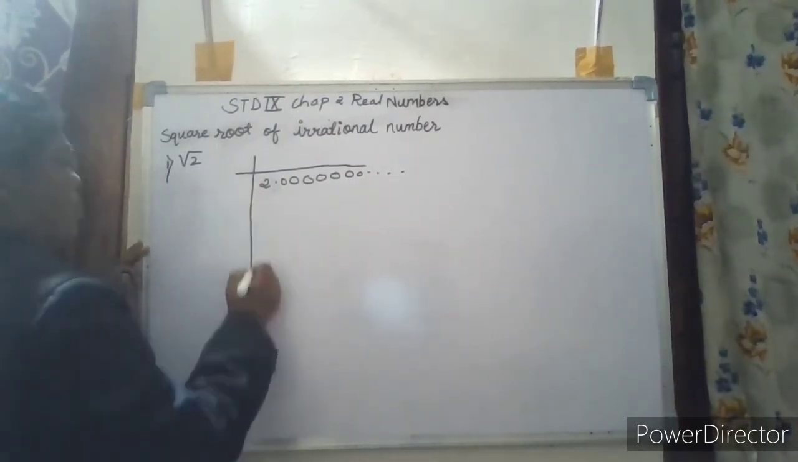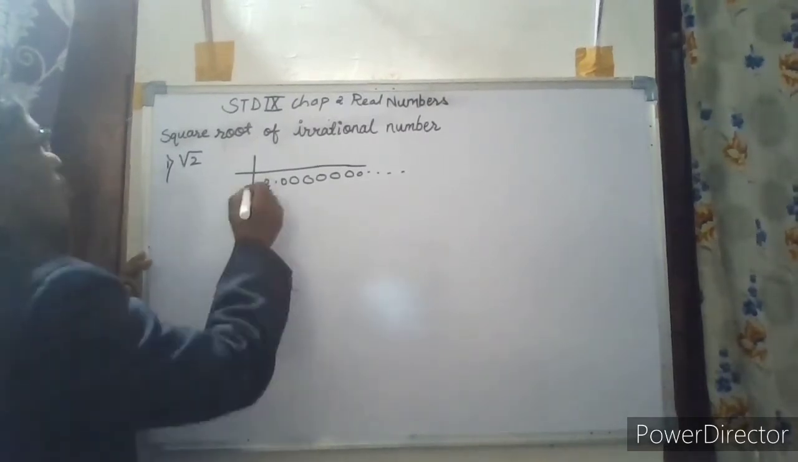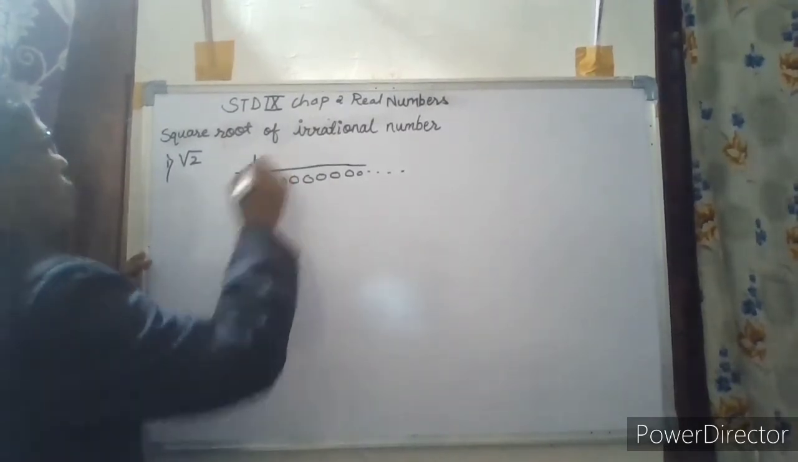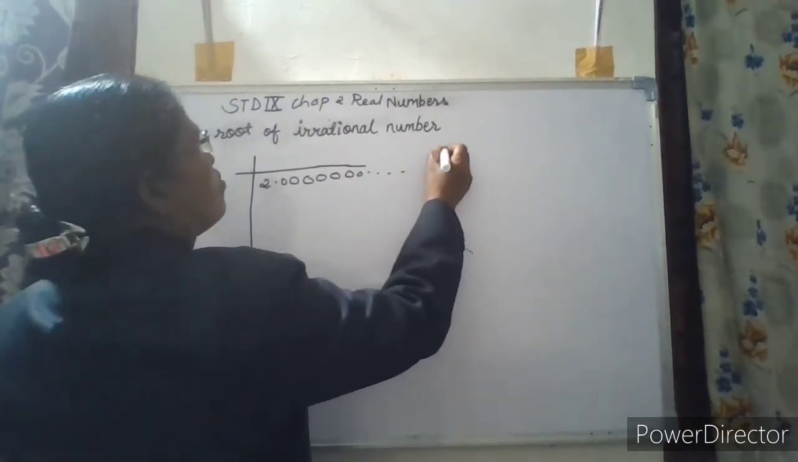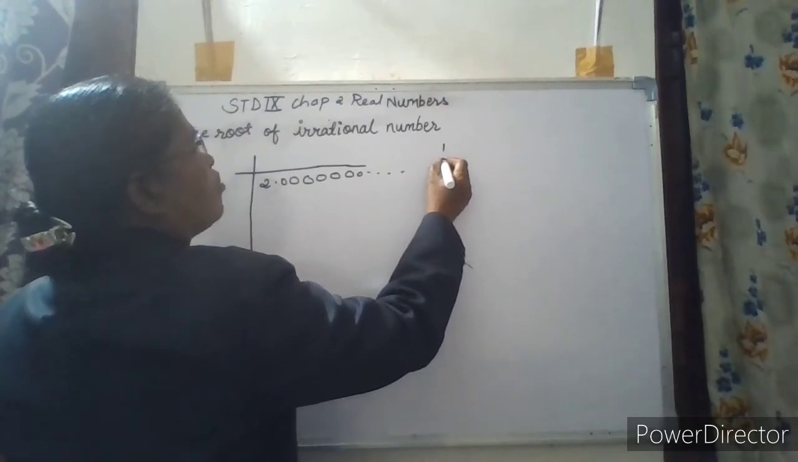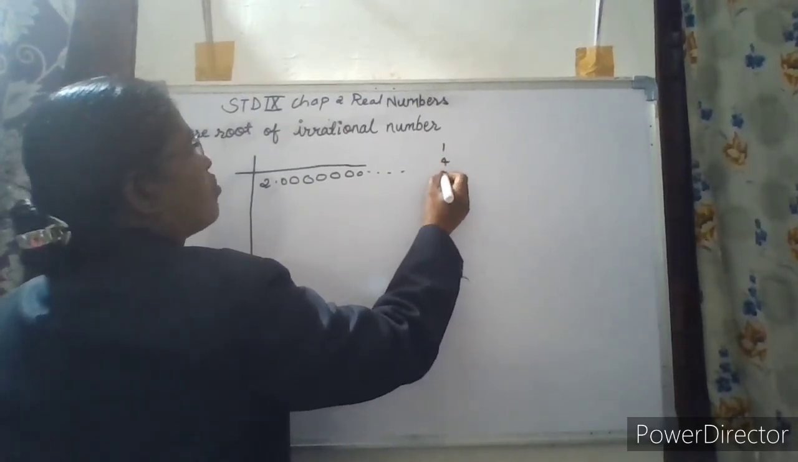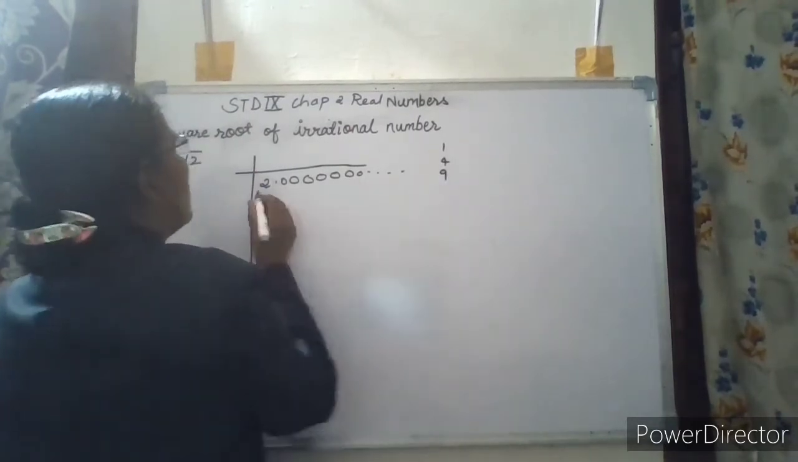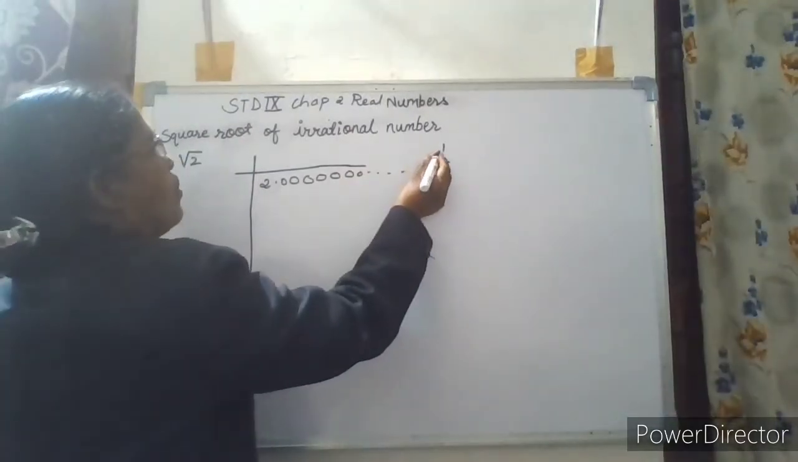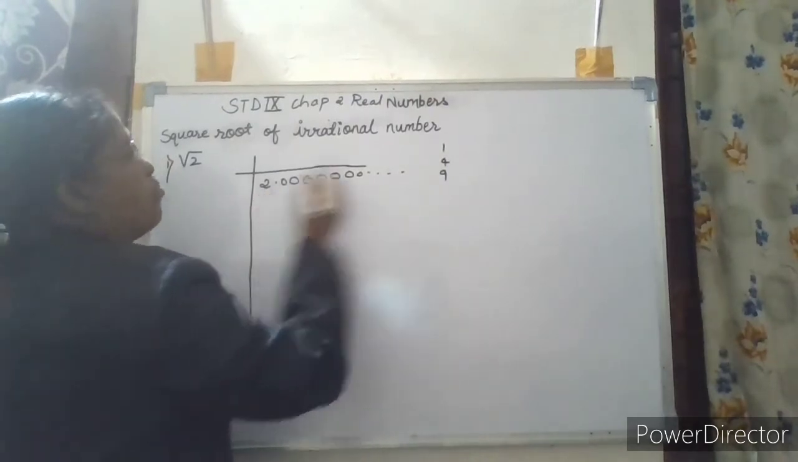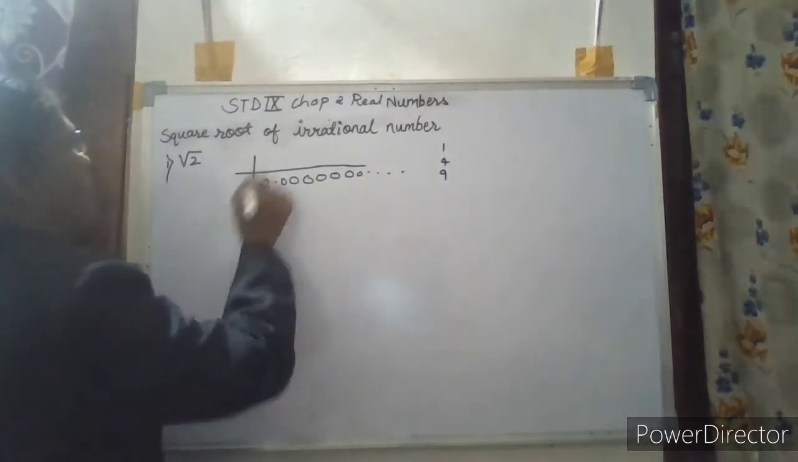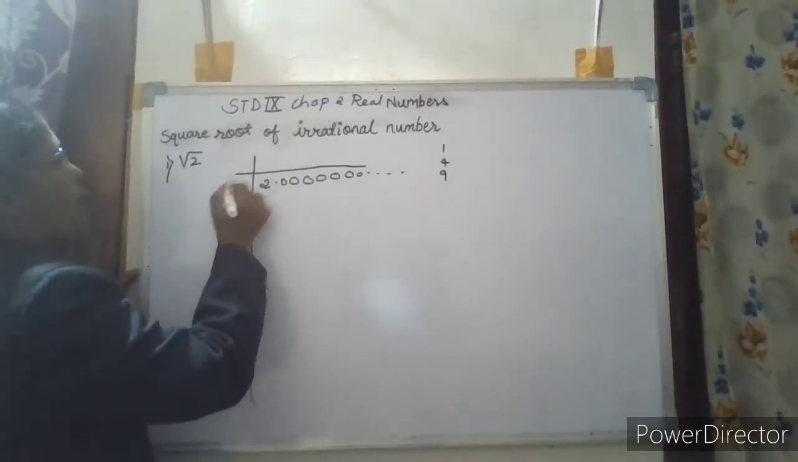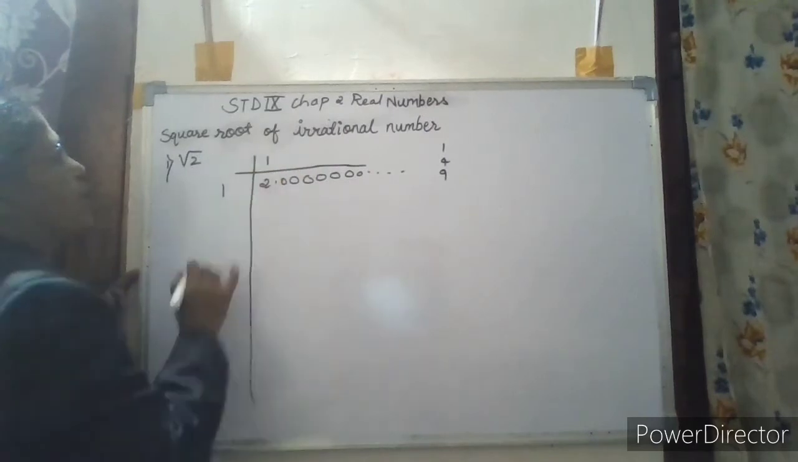Now, to divide this, you have to take the nearest square number. You know the square numbers: 1 square is 1, 2 square is 4, 3 square is 9. For dividing 2, only 1 is the number. We cannot take 4 here. So, 1 one is 1, and 1 one is 1 here.